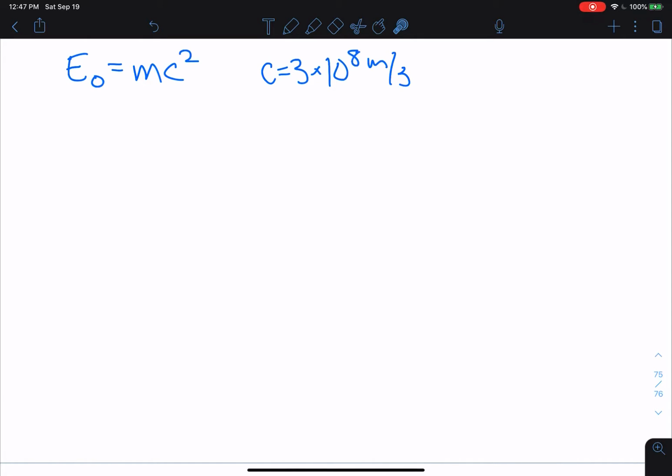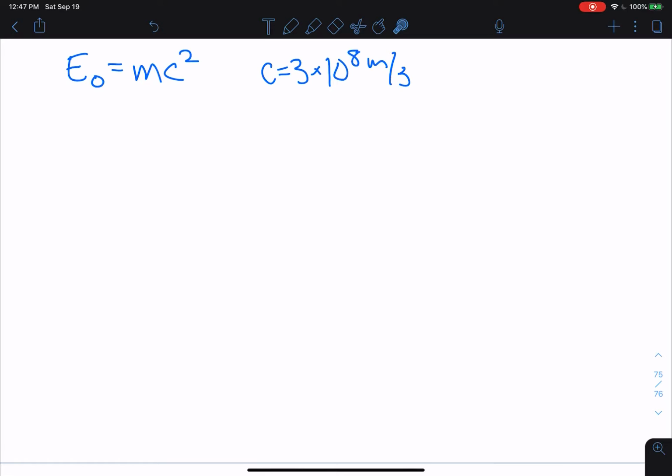And fusion is what's going on inside the sun. So this formula helps us to understand where the sun is getting its energy and why it's able to get so bright and hot. It's because fusion's going on and matter is being transformed into a different form of energy.